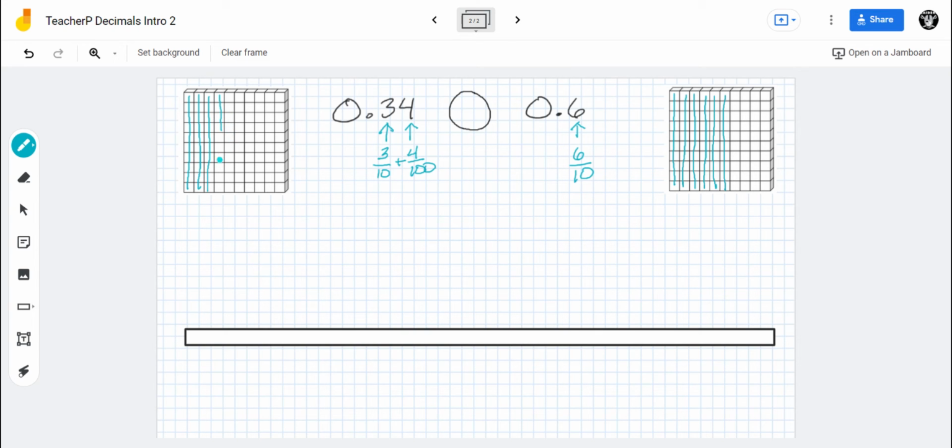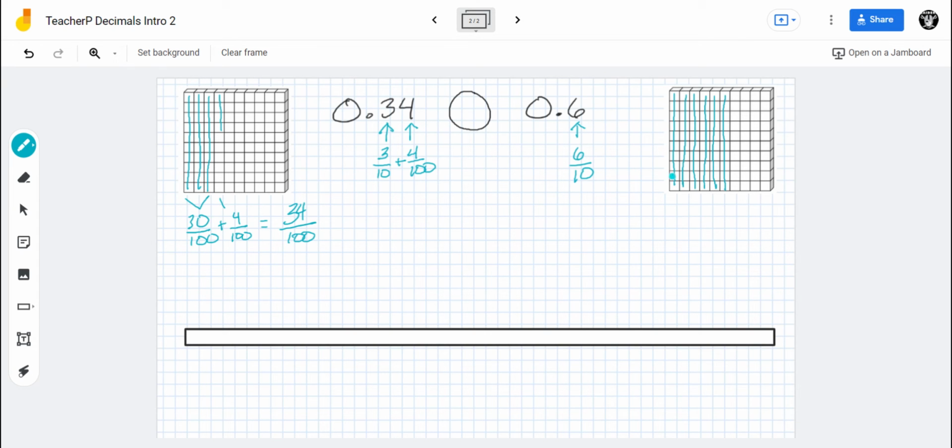So let's talk about equivalent fractions and what this means. If you take a look at our 3 tenths, which is right here, you will find that that is equivalent to 30 of the small ones. So that is 30 hundredths, right? Plus 4 more, plus 4 hundredths. So over here, I actually have 34 hundredths.